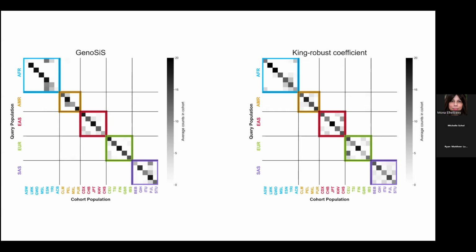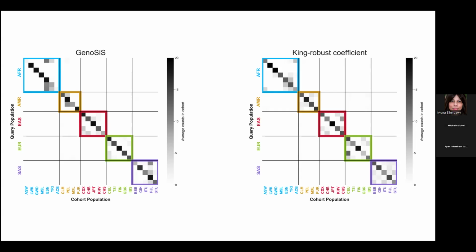That's the query. And so 100% of those query individuals match the subpopulation there. And the density or the darkness of these squares indicate the average number of individuals from that subpopulation. And so this is our result using Genesis and using King robust.